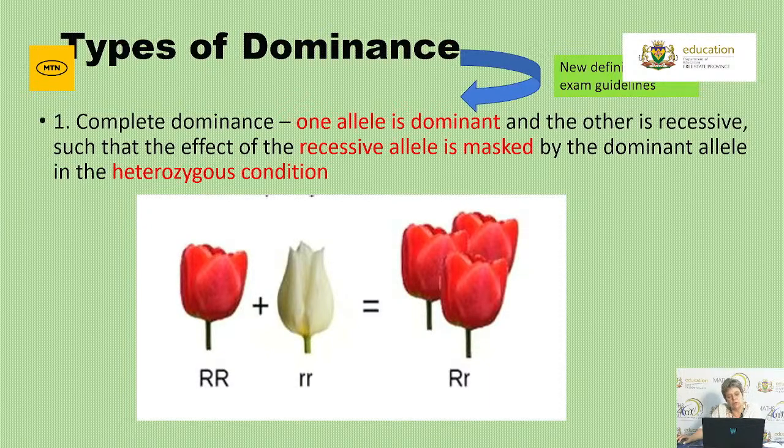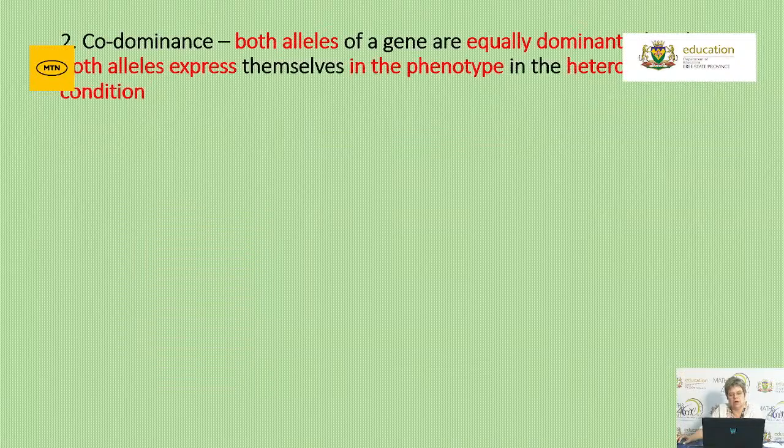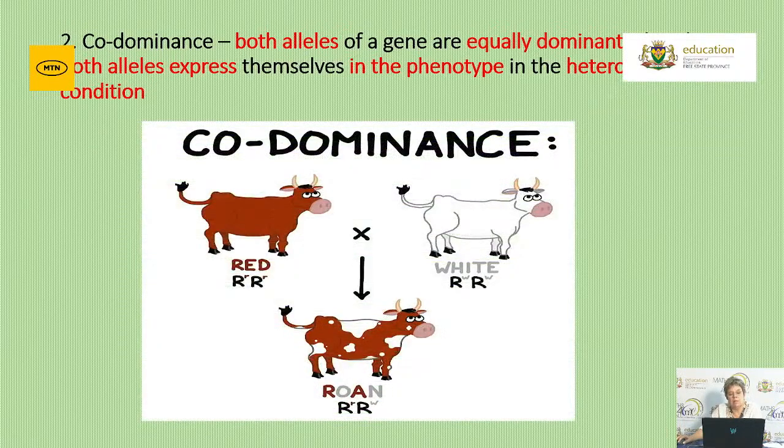Therefore, all the flowers will be red in a heterozygous condition. So when you take the definition and you apply it to the example, the same with codominance. Remember now, both alleles of the gene are equally dominant and both alleles are expressed.